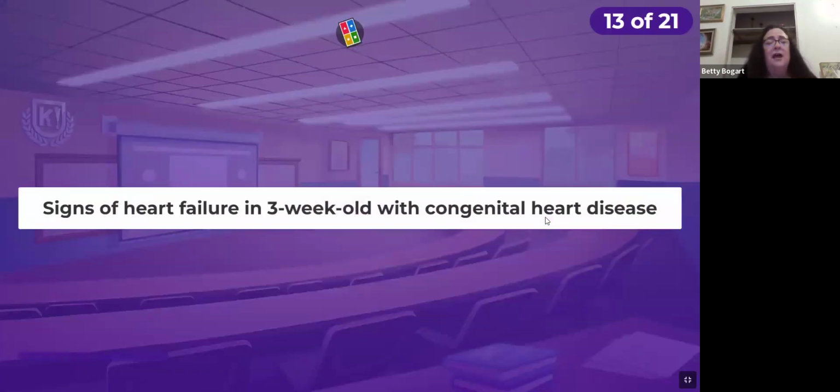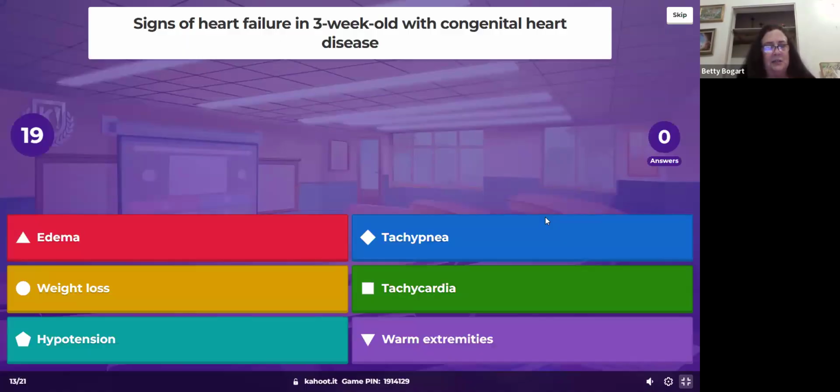A multi. Signs of heart failure in a 3-week-old with congenital heart disease.